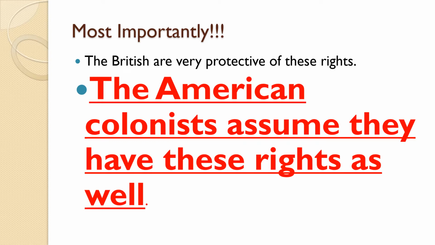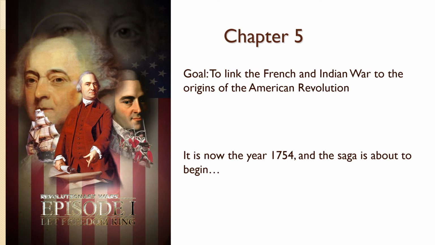So now that we know that, let's go ahead and tell the story and see where this all comes from. The year is now 1754, and the American Revolution is about to begin in earnest. Okay, let's figure out why it happens.